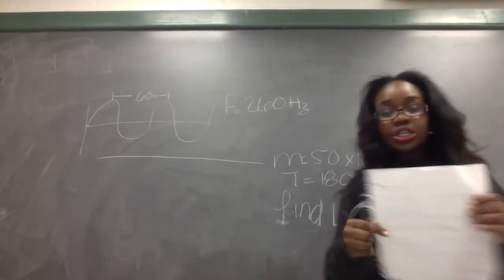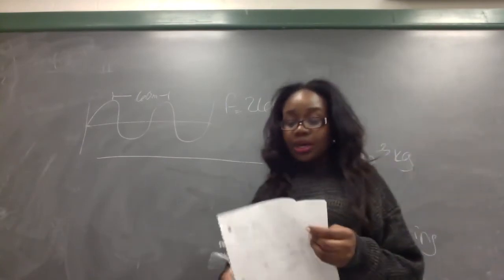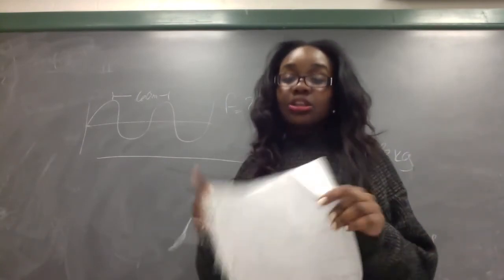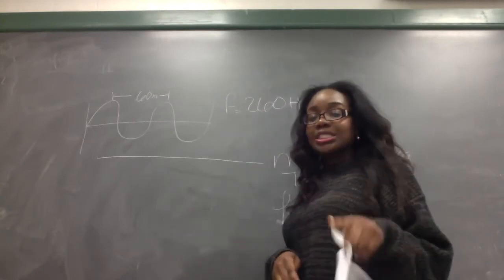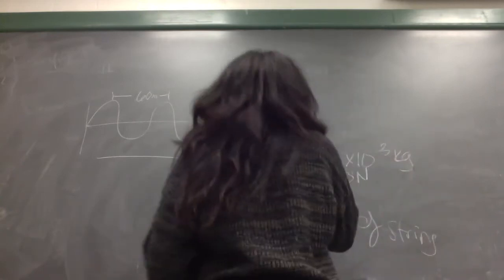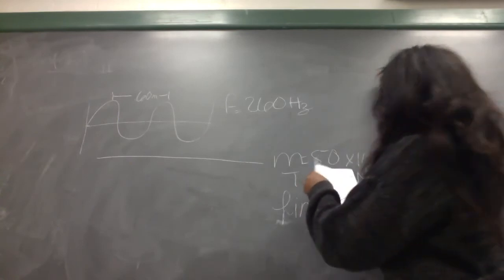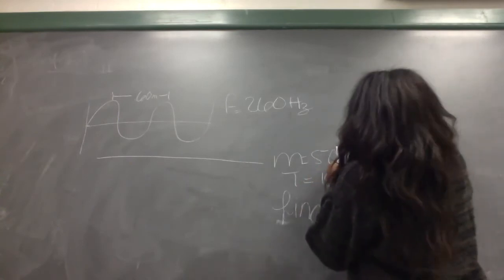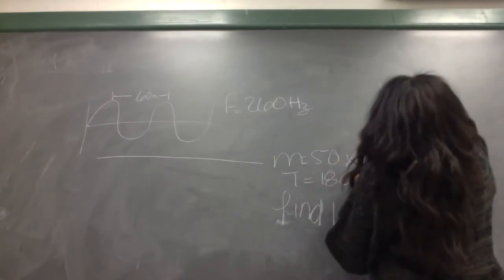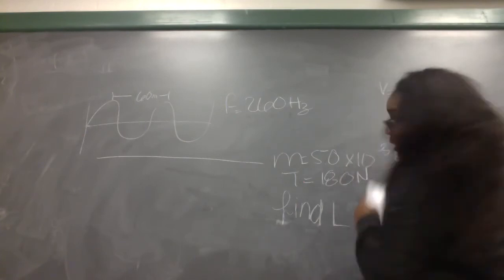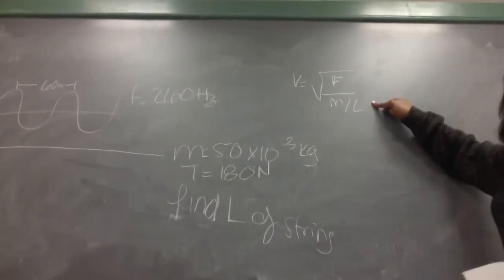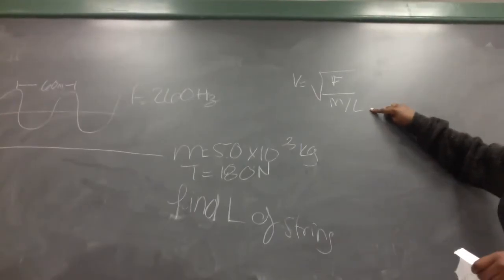Alright, the first thing we're going to do is use the equation in the book that was given to us in chapter 16. I believe it is equation 16.5. Okay, the equation is the velocity equals the square root of the force divided by the mass times the length. So this is the problem that we're given, and what we're trying to do is find the length.